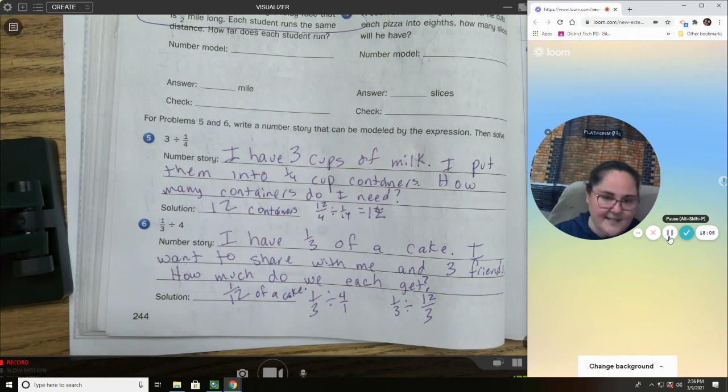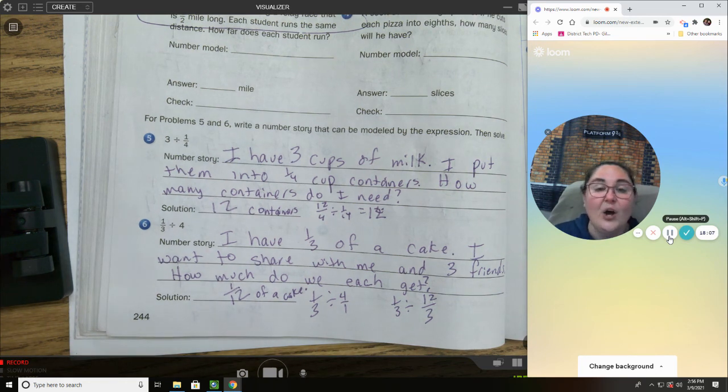I want you to make your choice. What do you like better? Do you like dividing with keep, change, flip? Or did you like the common denominator method?